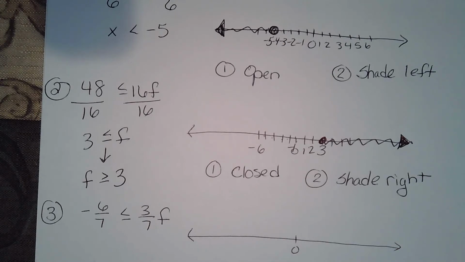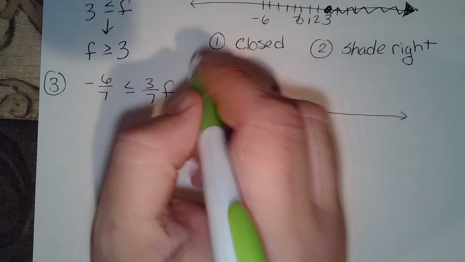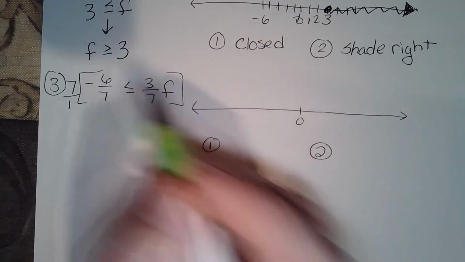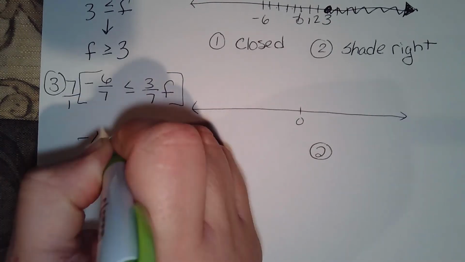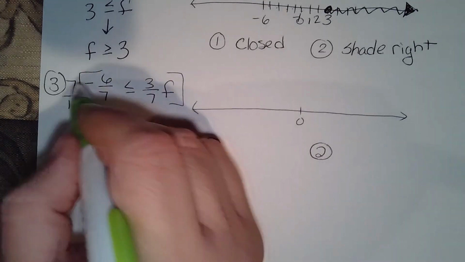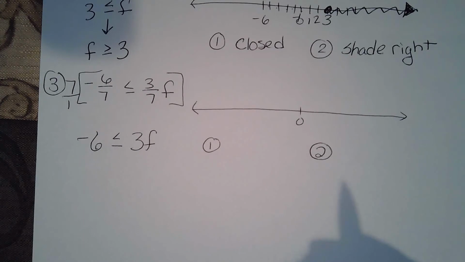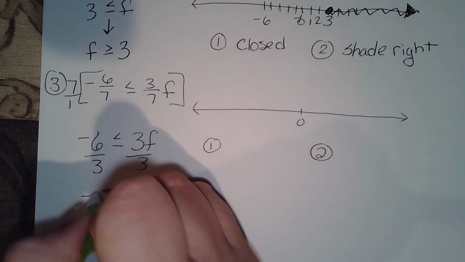Number 3, let's walk through together. This one, we're going to have to do a little bit of work. This is held by multiplication, the f and the 3/7. We know that we multiply by the reciprocal, but we can also just clear this by multiplying by 7. If you do that, that's saying 7 over 1. So 7 and 7 cancel, leaving behind negative 6 is less than or equal to, the 7s cancel again, and it's going to be 3f. So now we have it down into whole numbers. So we divide by 3, and you're going to get negative 2 is less than or equal to f.